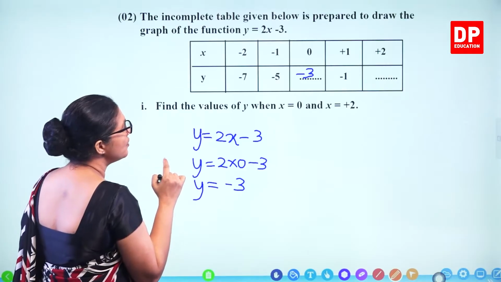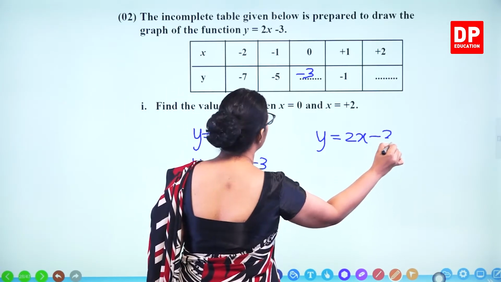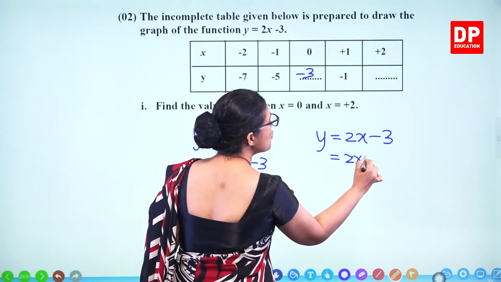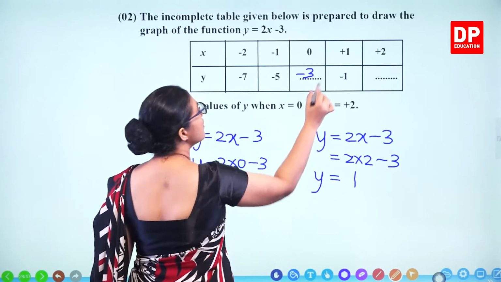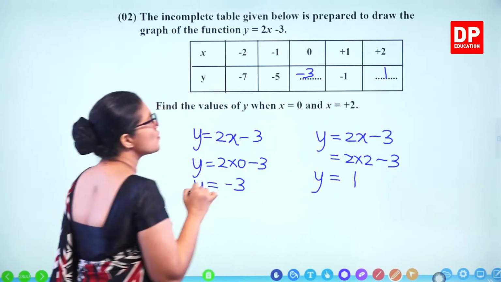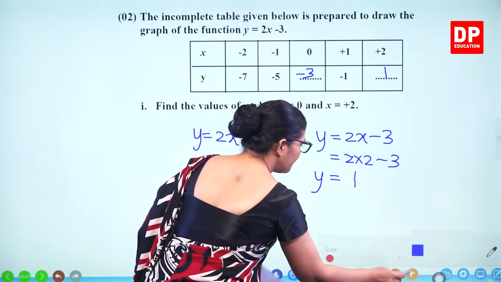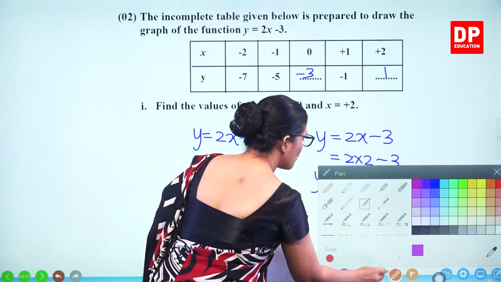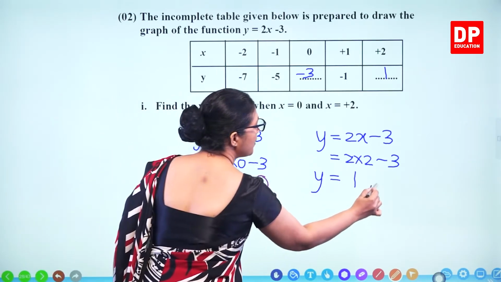Then the next value, substitute x equals 2. 2 times 2 minus 3. 4 minus 3, that's 1. So this is plus 1. So you get 2 marks for that. Let's see how many marks. Just 2 marks. 1 and 1.